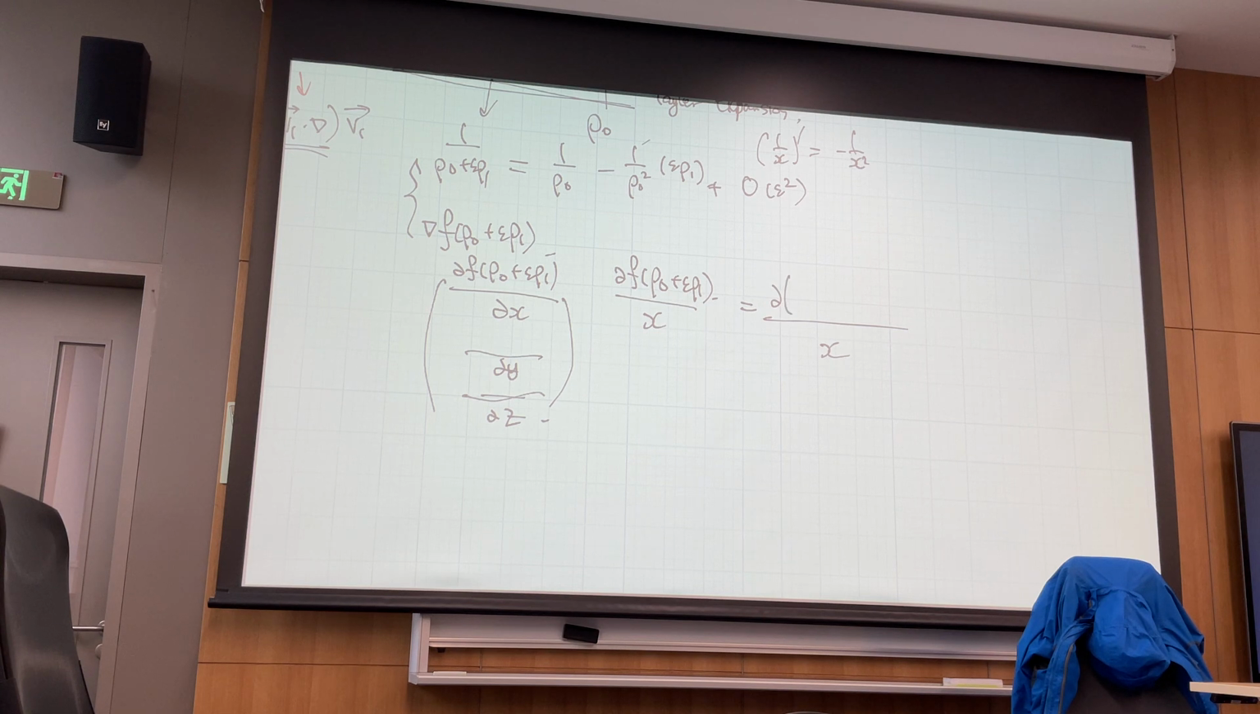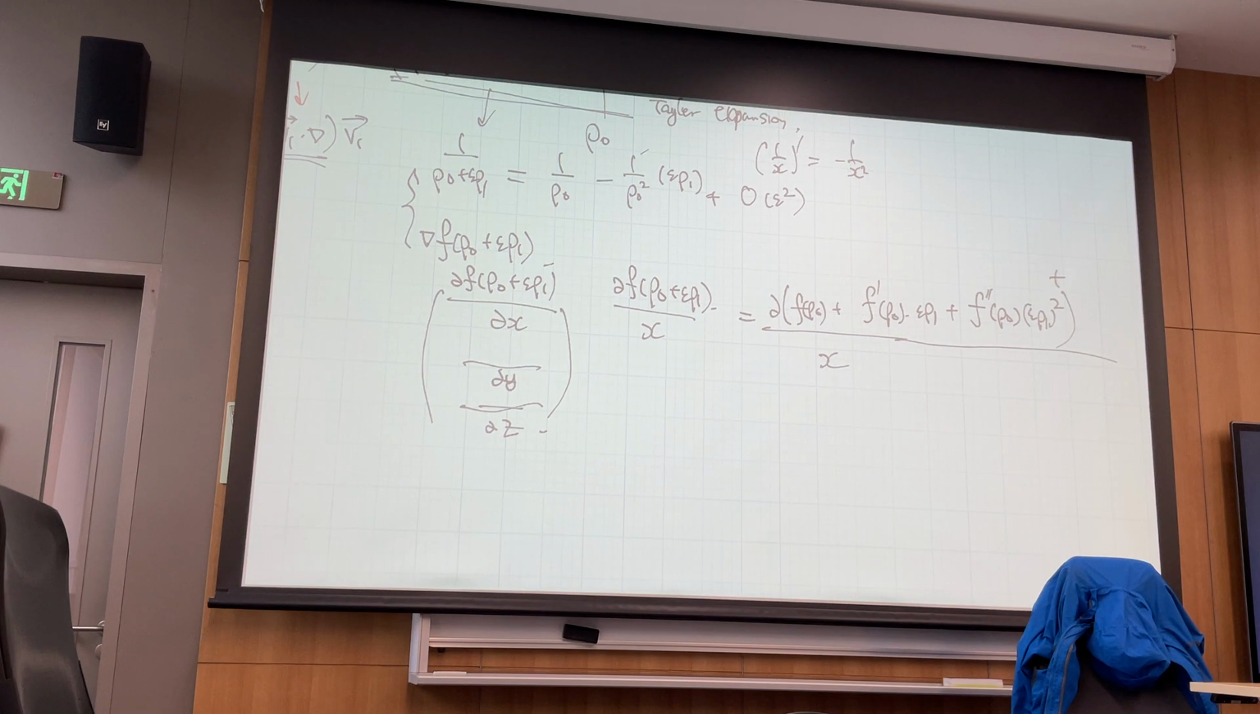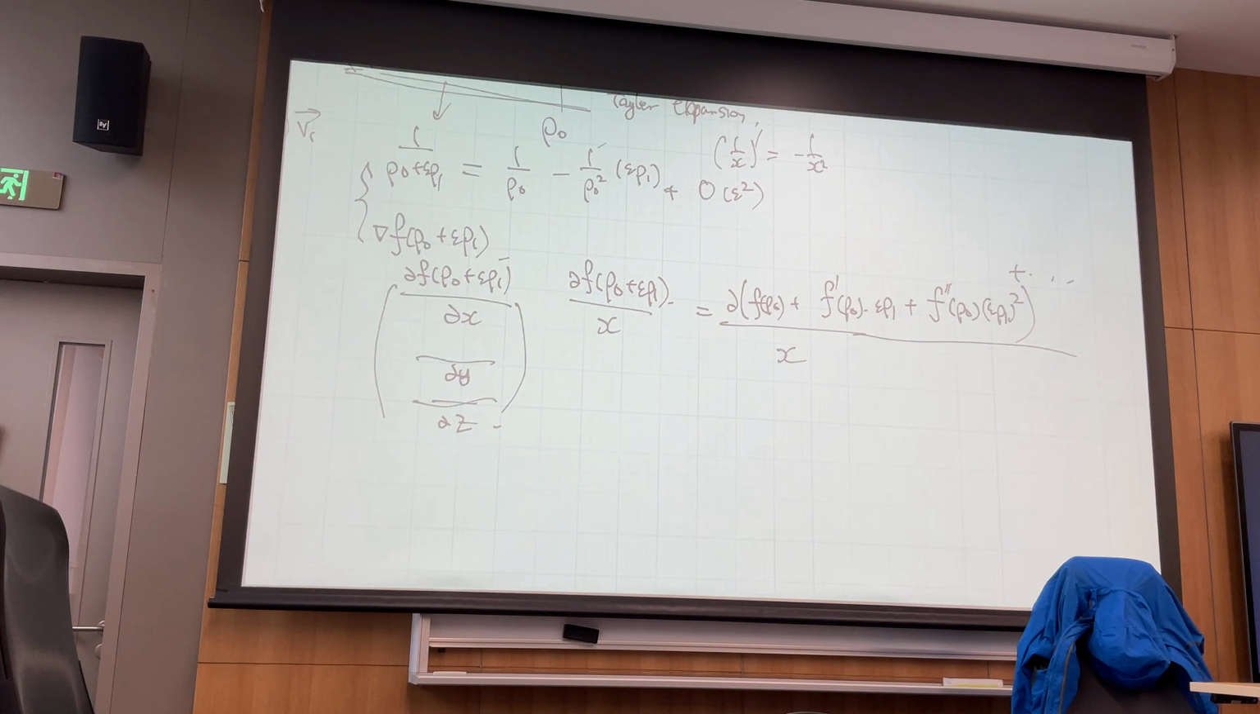What's the Taylor expansion for f? f of rho 0, and then plus f prime rho 0 multiplied by epsilon rho 1. The next term is f double prime rho 0 times epsilon rho 1 squared, plus the higher order terms. But since these are epsilon squared terms, we don't need to care about them. So far so good?